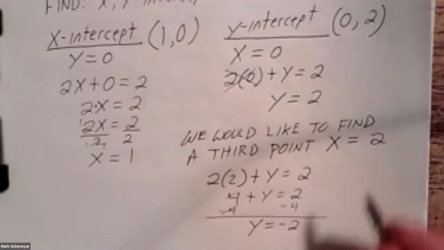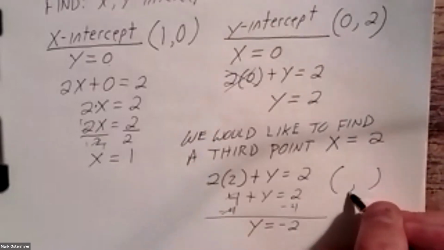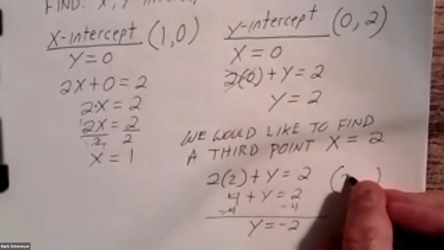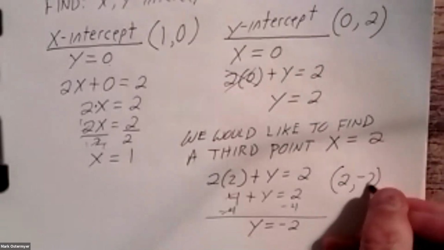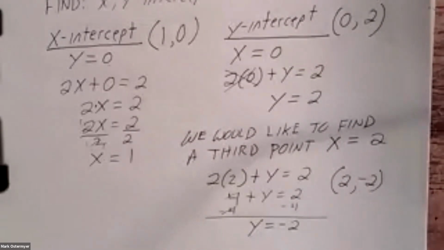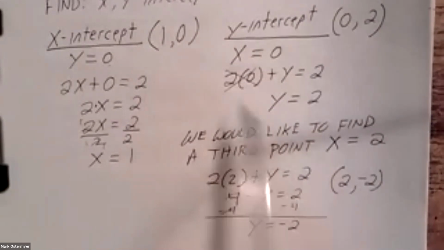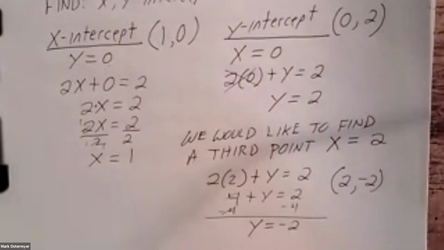-2. So what's another point, or another ordered pair solution, that I found here? Anybody? 0, -2. Well, how did I get -2 for y? What did I put in for x? 2. So positive 2. Another point that would be a solution to this equation would be 2, -2, correct? There we go. Now that we have 3 unique points that sit on the graph of our equation, we can plot them and look at the graph of 2x plus y equals 2.